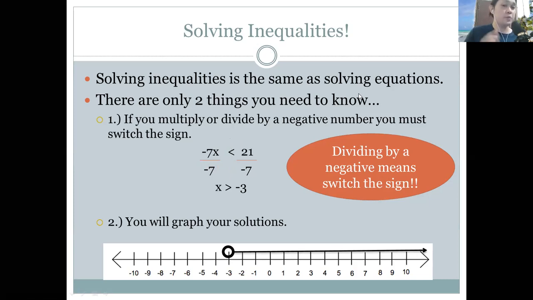Another thing we need to remember is that you will graph your solutions. In this case, since our solution is x is greater than negative 3, negative 3 is not included. That's why we have the open circle, and it's greater than, so going to the right. That's how we graph the solutions of your inequality. They differ from an equation, because in an equation there is only one solution, but in here the solution for the linear inequalities is a set. So we call it the solution set.